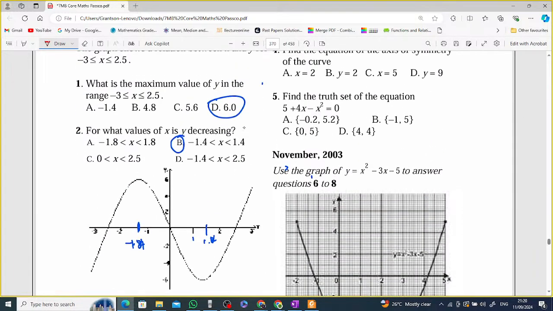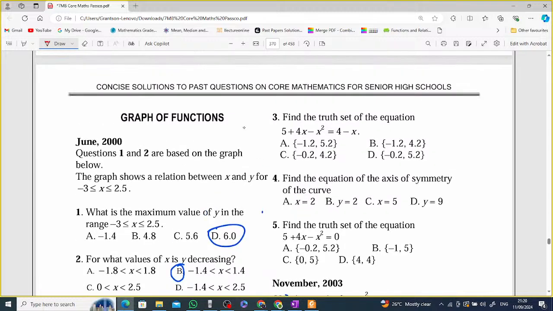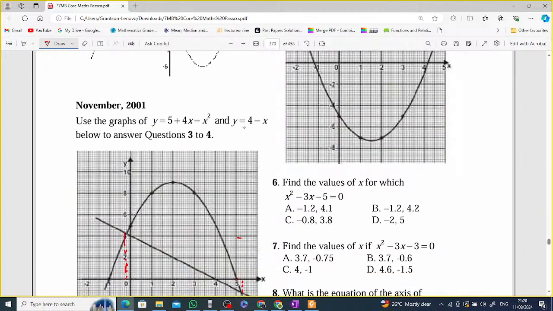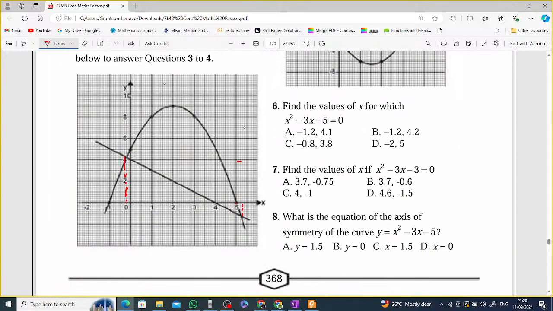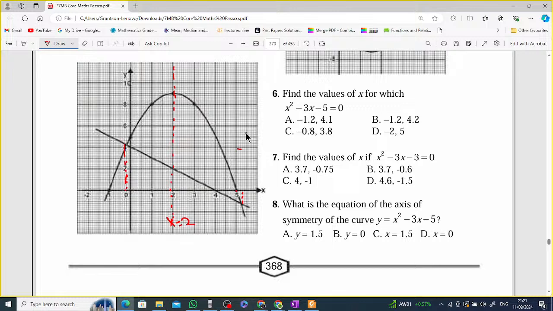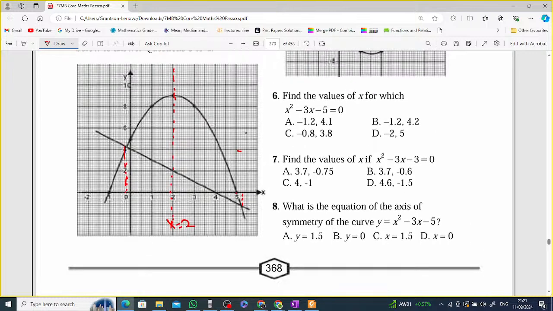Find the equation of the axis of symmetry. The axis of symmetry always passes through the turning point. It's passing through the turning point at 2, so x equals 2. That's the answer. If they say maximum point, it's the turning point. If they say minimum point, it's the same turning point, but depending on the nature of the graph. Are we okay?